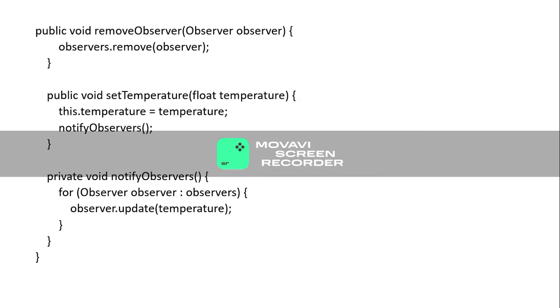Same way you can remove the observer also: which observer you are going to remove, and you have to call the method from the list to remove that. Then the next method is set temperature. You have to update the temperature, notify and update the temperature. So you have to pass the value which you want to update, and it has to be initialized.